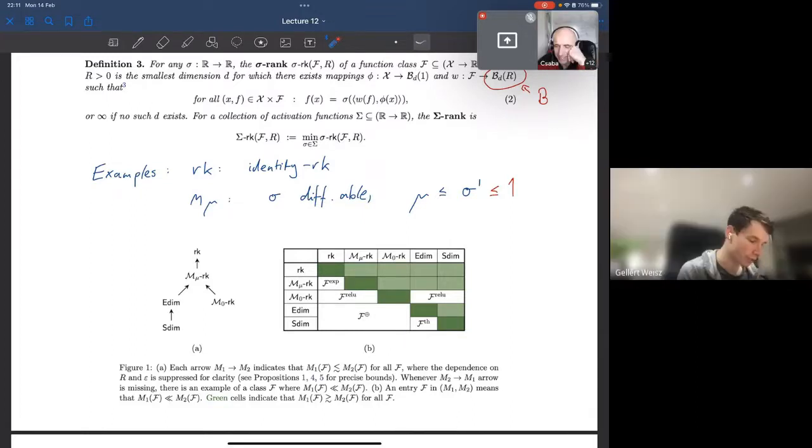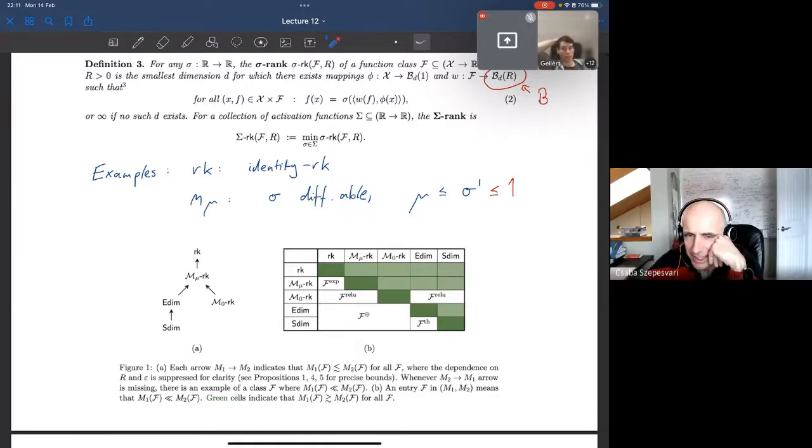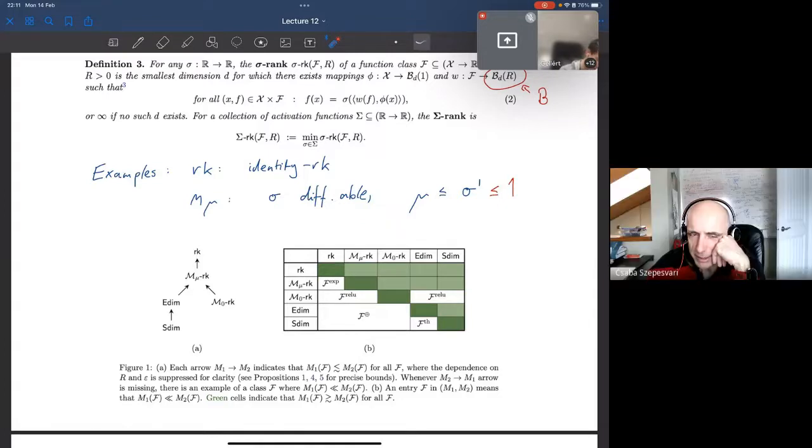To not have an arrow between either direction, you have to show that either of them can be much larger than the other. Okay. And so an arrow means one is necessarily much larger than, or at least as large. But having no arrow between the two means there's two different options. So I would think the ReLU class is here, the ReLU class with biases. Do you know that?